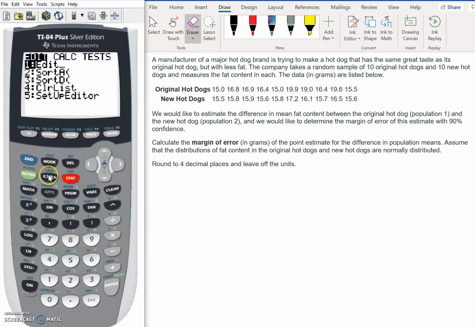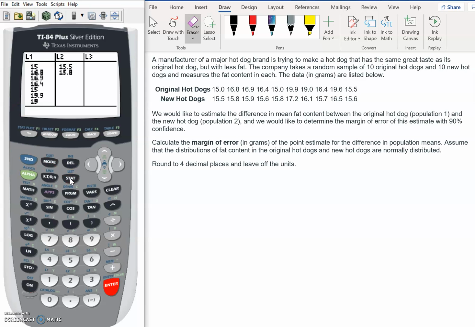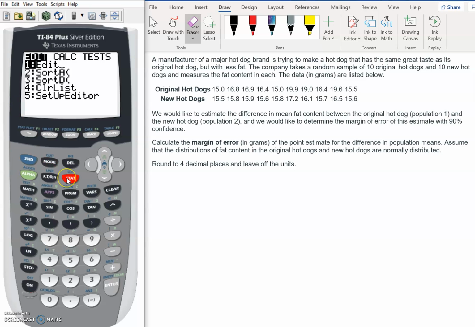Say we have two lists, right? We have the raw data. So go to stat, and then if you hit edit, you can put all this information in list 1 and list 2. I've already done that because it's otherwise going to be boring to watch me put those in. So put the original hot dogs in list 1 and the new hot dogs in list 2. And then if we go back to stat and then over to all of our tests, so tests and intervals. Well, margin of error has to do with a confidence interval.